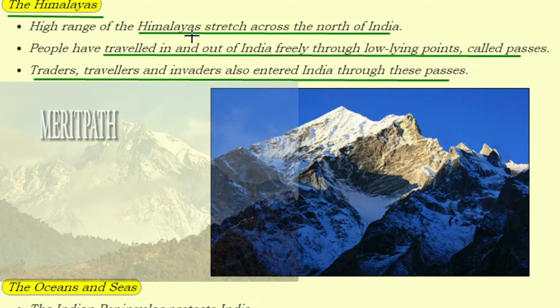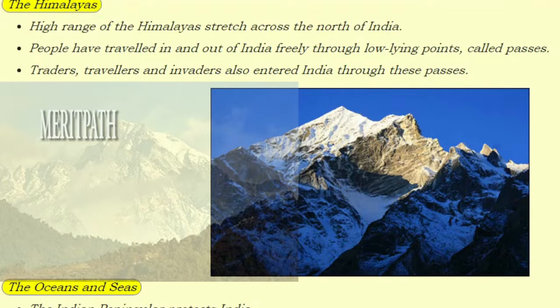Next, let's see about the Himalayas. They have a very great height. So they stretch across the north of India. People used to travel in and out of India. Traders, travelers and invaders also entered India through these low-lying points of the Himalayas. So this is the image of a Himalayan mountain.